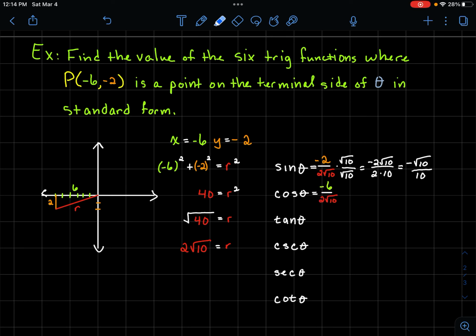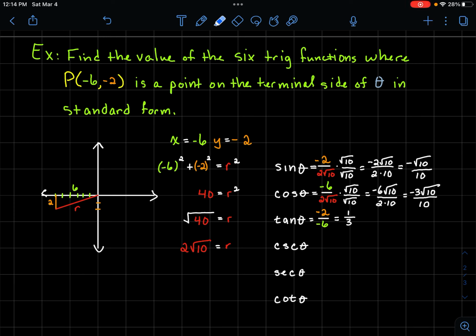Cosine, going with the x over the r value. We can cancel out from the -6 and the 2 while we're also rationalizing with the square root of 10 over square root of 10, which will give us -3 square root of 10 over 10. Tangent, the y over the x. Well, that's just -2 over -6, or in other words, 1/3.